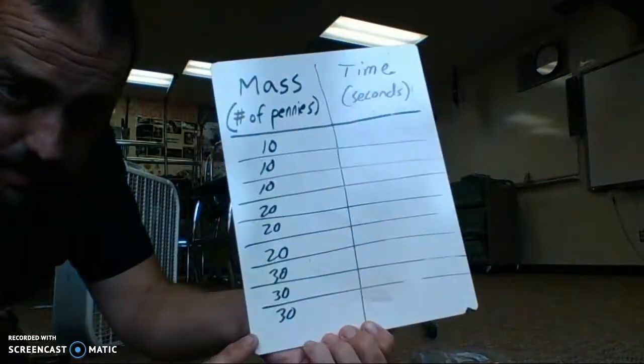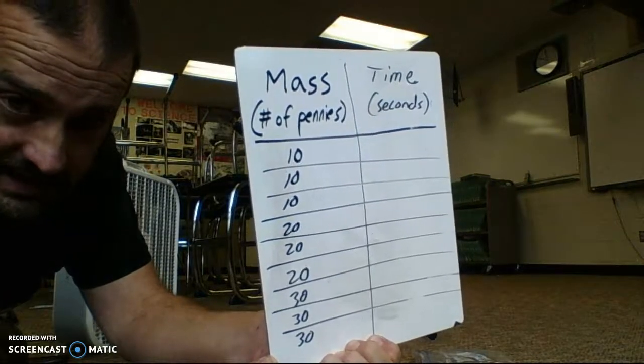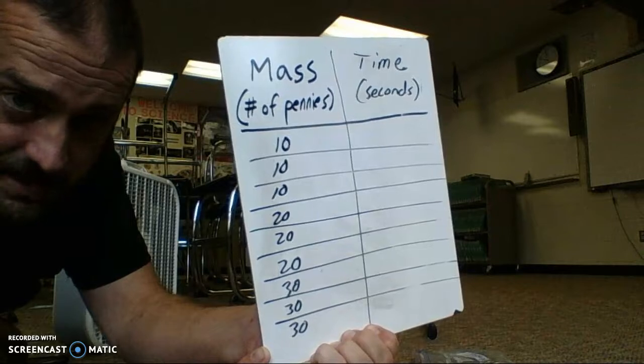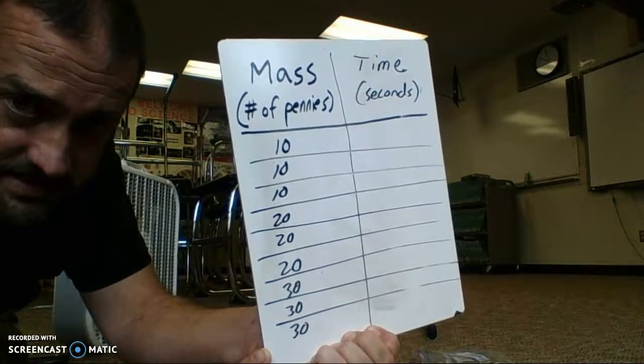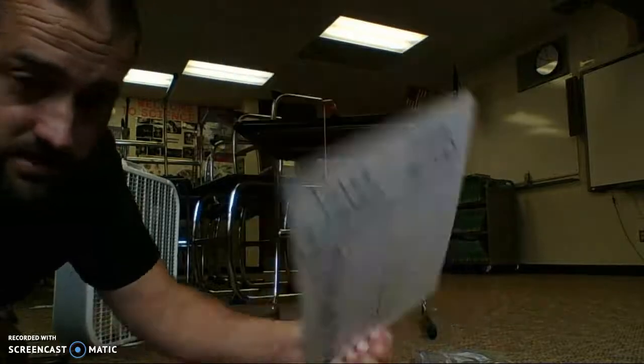And I didn't have room to put a title on here. So you can see I got 10 pennies, 20 pennies, 30 pennies 3 times. That's my mass. That's my independent variable, changing it on purpose. Dependent variable is time in seconds. Now I'll take you over and show you another one.